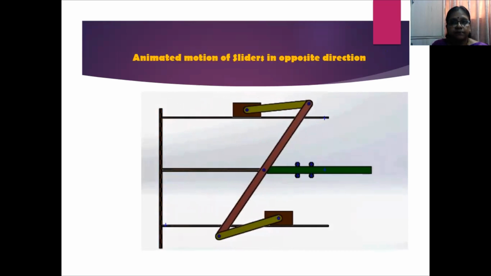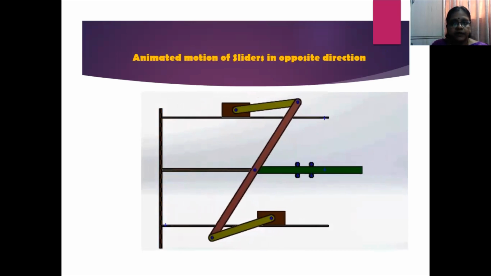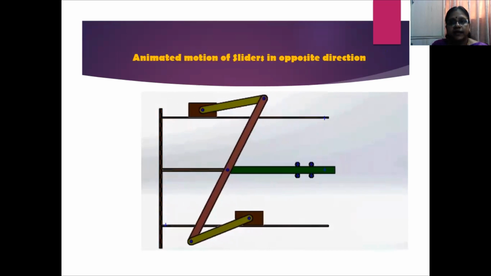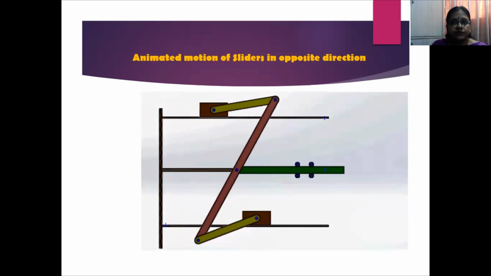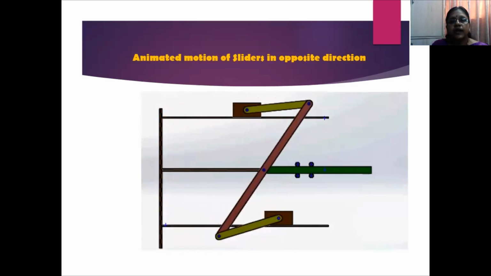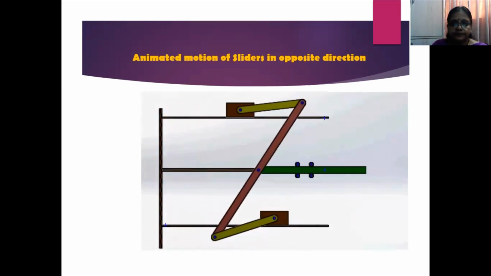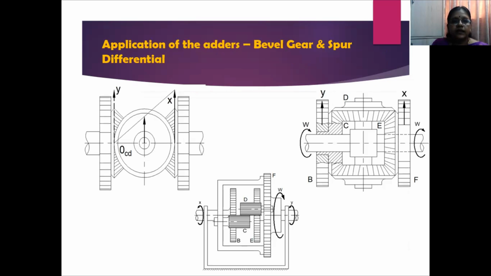Because one becomes plus epsilon, the other becomes minus epsilon, and that gets cancelled, giving you a value of W is equal to X plus or minus Y by 2 as an output value. Another interesting application of the adders, that is bevel gear and spur gear differential, mostly used in automobiles. Now let us study first the bevel gear differential.